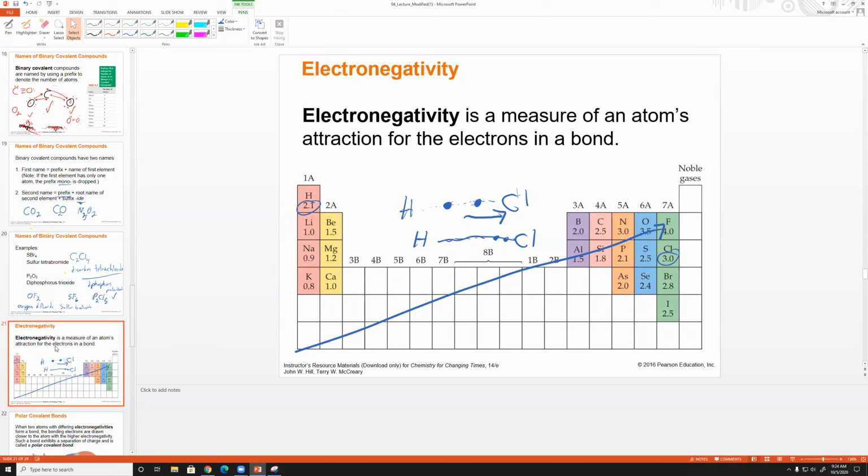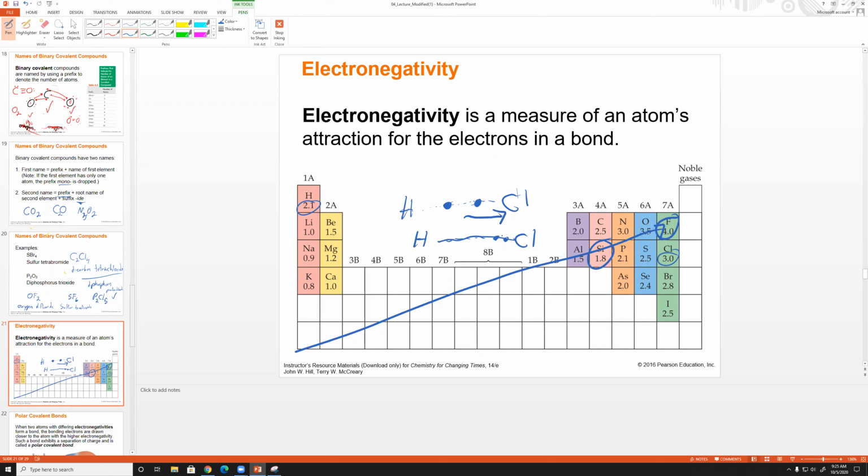And the only thing I would expect from you on a test is if I give you an example using this trend on the periodic table. Let's say I give you silicon and fluorine and ask you to tell me if it's polar. We'll talk about polar in the next slide. Their difference in electronegativity is big, so they're going to be polar, right? Even if you don't need to know the numbers, you just need to know the trend of increasing electronegativity from bottom left to top right.